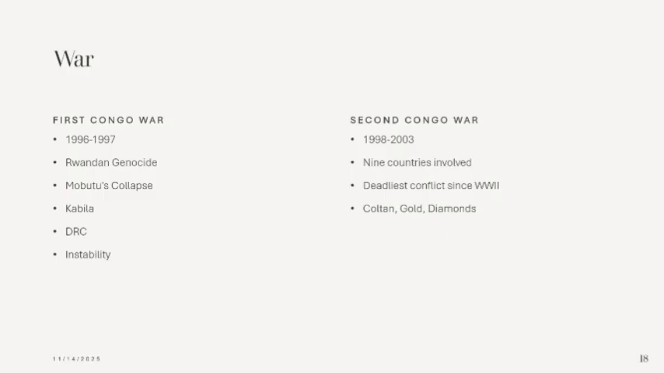However, Kabila tried to expel his former allies, leading to the Second Congo War, which started in 1998 and ended in 2003. This war drew in 9 African nations and countless armed groups, making it the deadliest conflict since World War II, causing an estimated 5.4 million deaths through violence, disease, and starvation. This massive regional conflict wasn't about ideology. It was an illegal land grab for the Democratic Republic of Congo's resources, which at the time included coltan, gold, and diamonds.